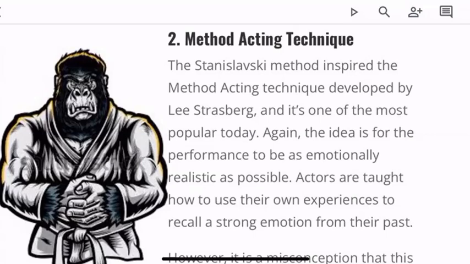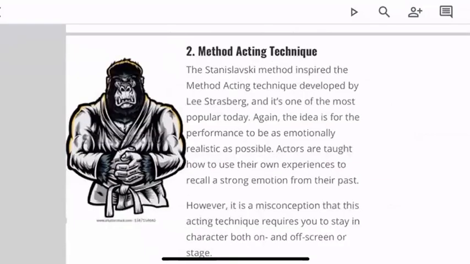But anyway, that's method acting, and you can see the progression of, okay, right here, I'm gonna use my own experiences.